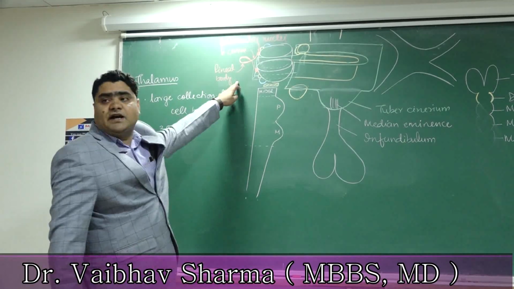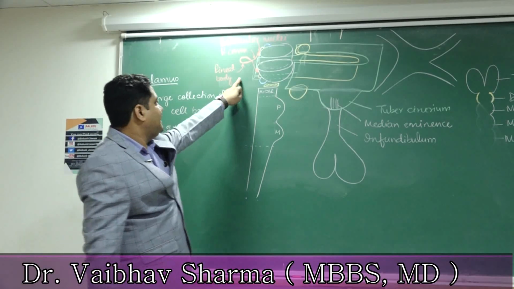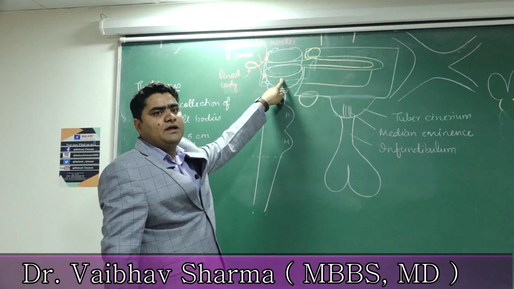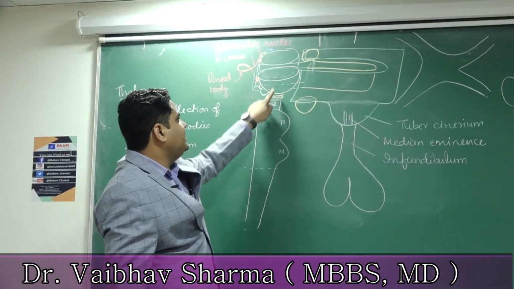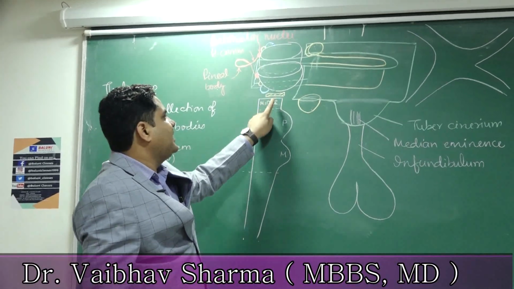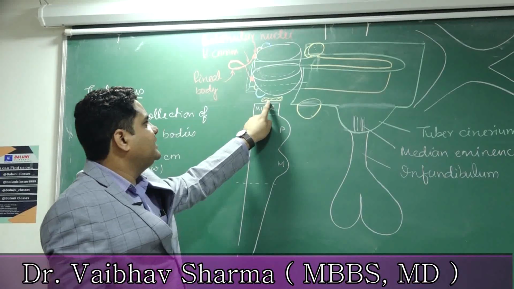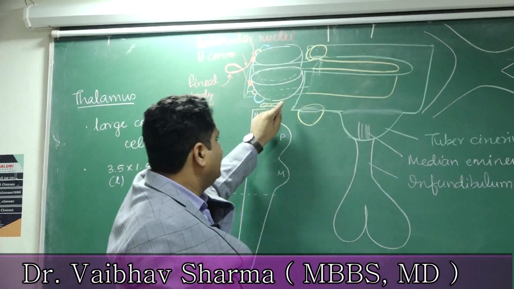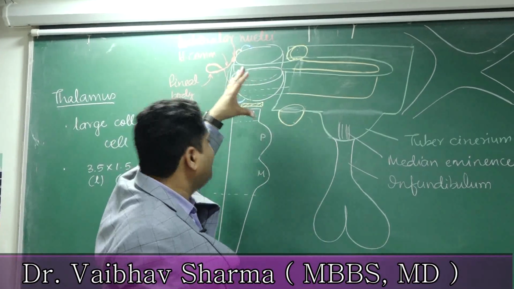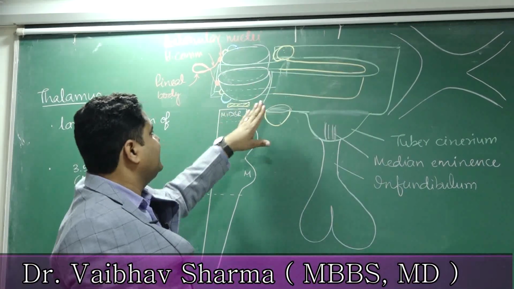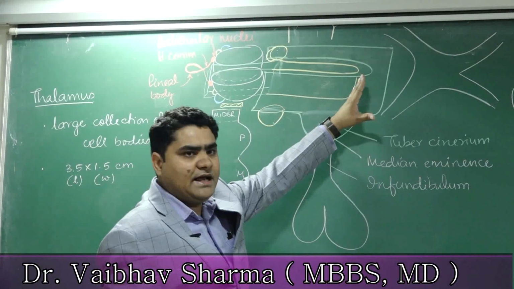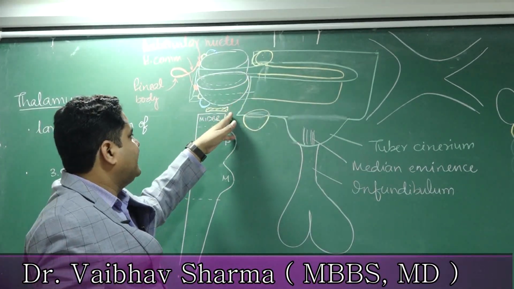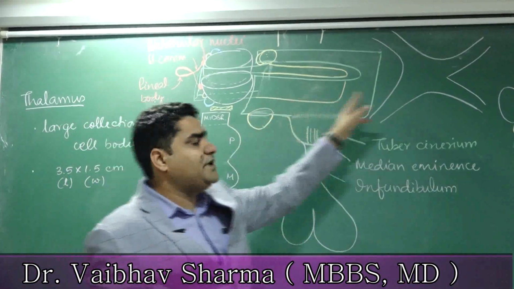The structures in red are epithalamus, these large ovoid masses of grey matter, thalami, and just beneath the thalami and above the midbrain, this piece of grey matter is called as subthalamus. A sheet of grey matter, not large, actually it is small, a sheet of grey matter extending from the anterior margin of thalamus and midbrain to the optic chiasma.